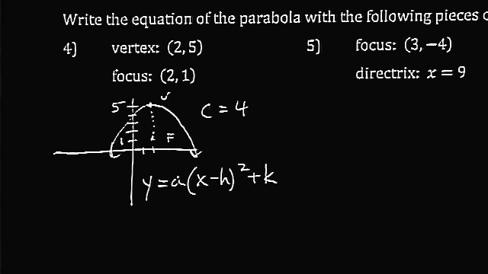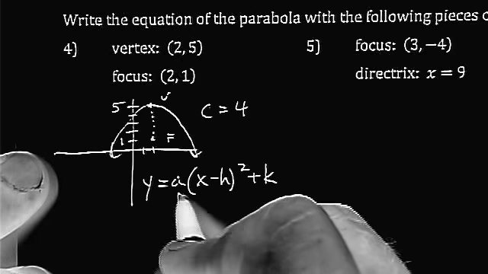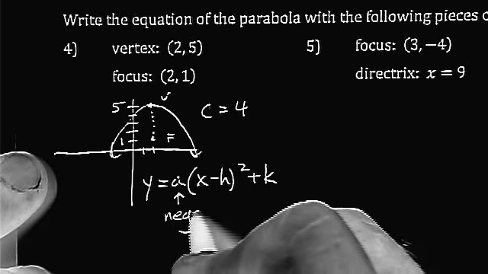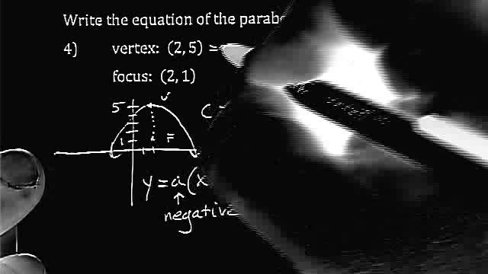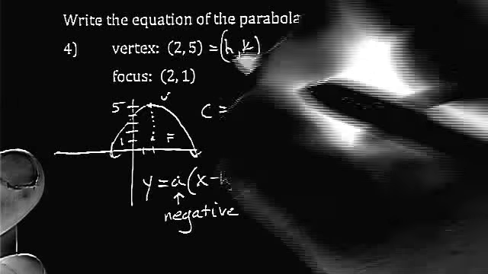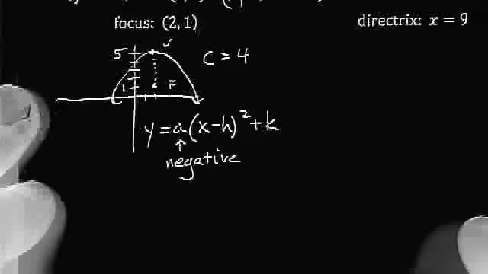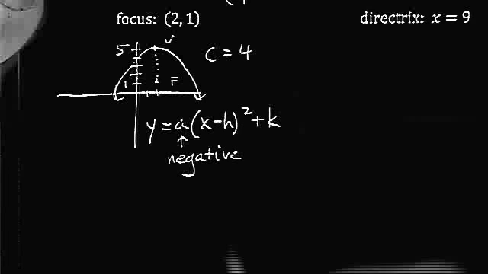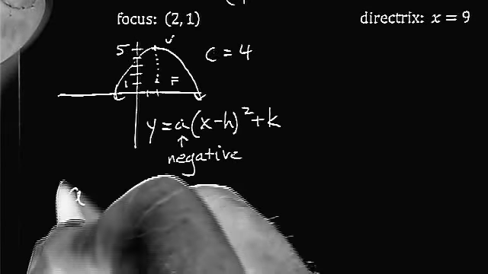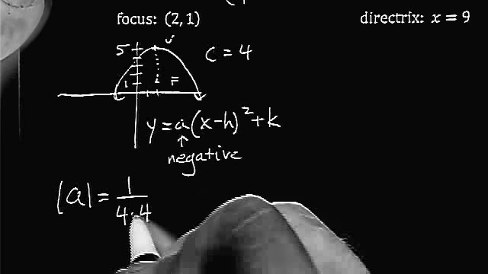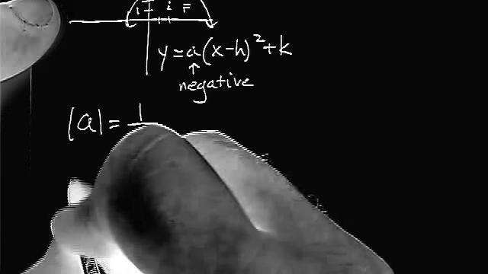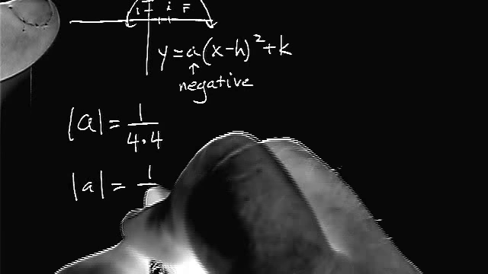But the A value we know is going to be negative. We already have H and K. Remember, that's the vertex. So let's see what we need to do with this. The absolute value of A is 1 over 4 times C. All right, let me write that down. Absolute value of A equals 1 over 4 times C.